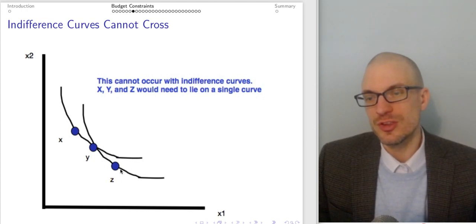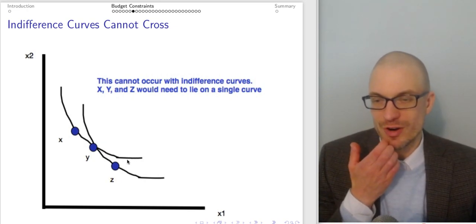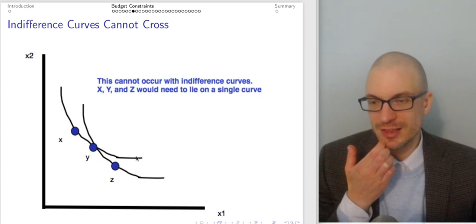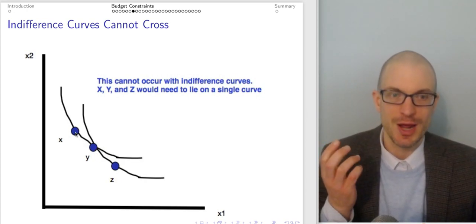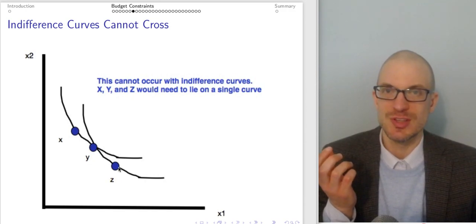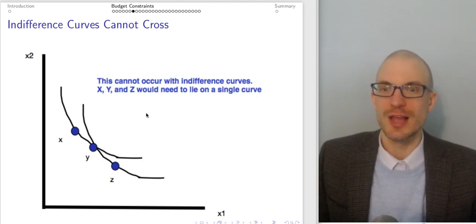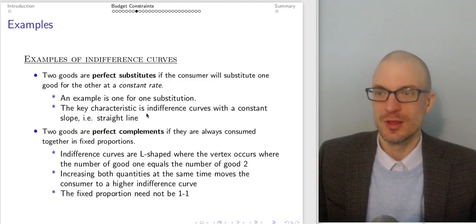However, better bundles are to the northeast, which tells me the bundles that lie on this right here are to the northeast relative to bundle Z. So I must like these bundles better than I like bundle Z because it's to the northeast. However, these bundles I like the same as bundle Y, which I like the same as bundle X. So there's a problem because I like Y the same as Z. So how can I like these bundles the same as Y, but also more than Z? You can't. So we don't allow indifference curves to cross.